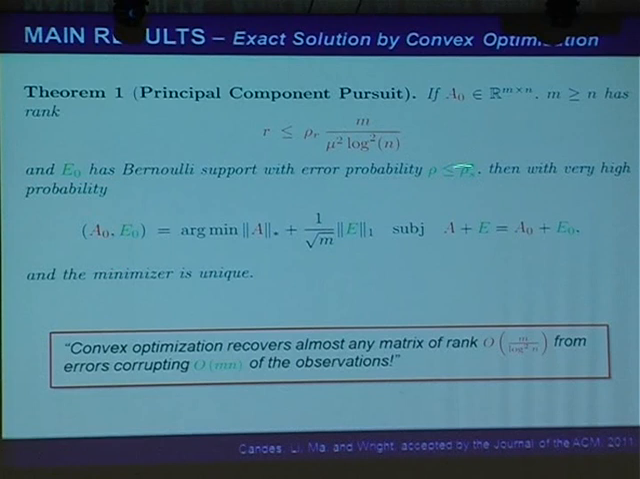Under these conditions, as long as A and the standard basis are incoherent, you can just solve this convex optimization, find the global optimum, and it will recover the ground truth.